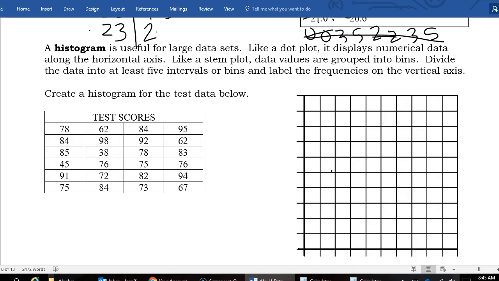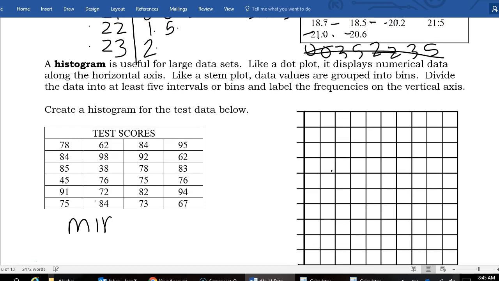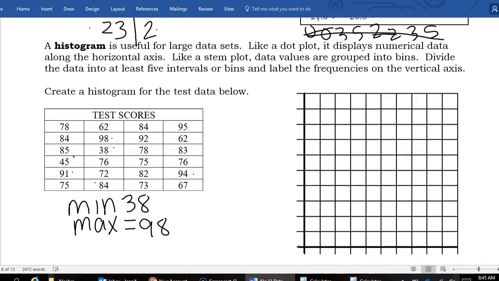But we're going to find our minimum value. Our minimum value in this case, I see a 45, I see a 38. I think 38 is our minimum value. And then our maximum value is 91, 94, 98, 98. So I like to pick out my minimum and max first because they're going to help me scale my axis. So I need my axis to go from at least 30 to at least 100.